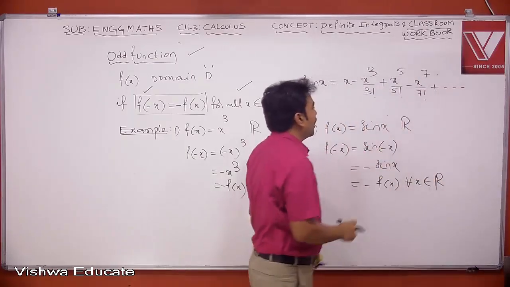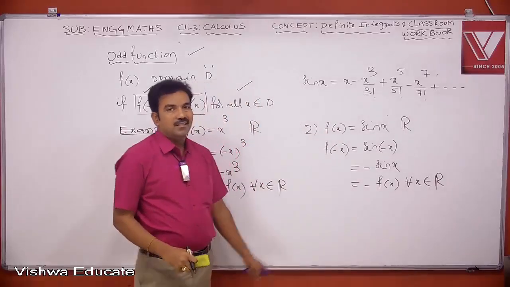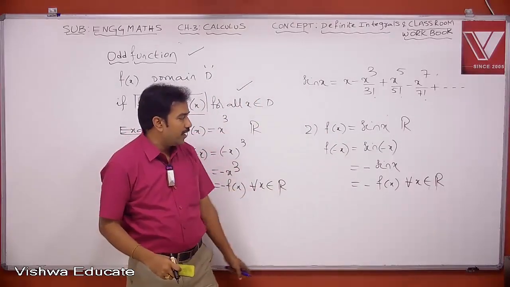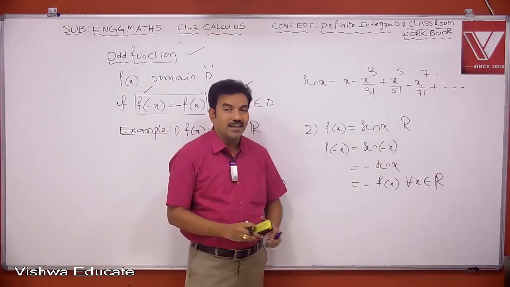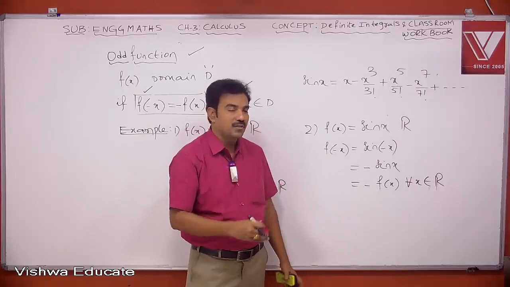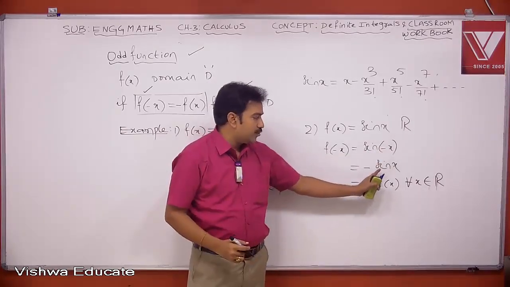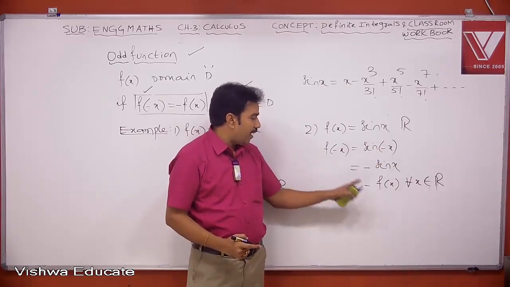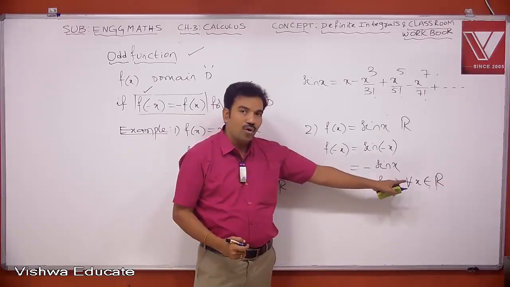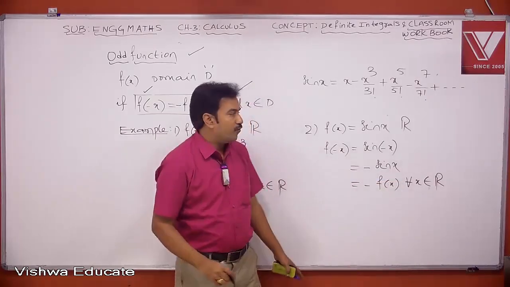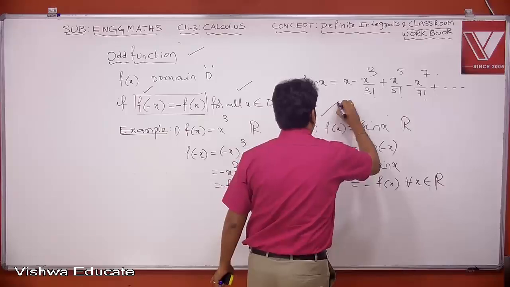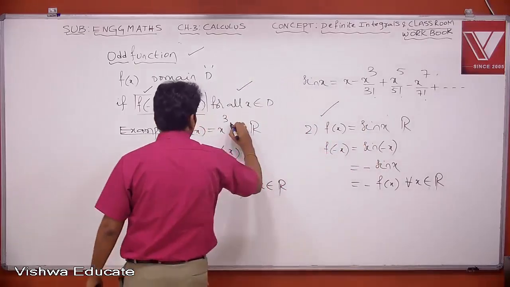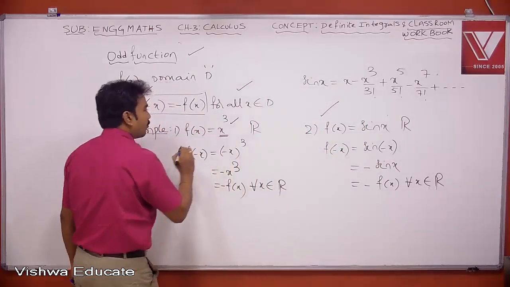It contains only odd powers of x. Since it contains only odd powers of x, when you replace x by minus x, minus comes before that x. Therefore, sine of minus x is minus sine x. So, f of minus x is minus f of x for all x belong to R. Therefore, this is a trigonometric odd function and this is a polynomial expression x cube. This is again an odd function.